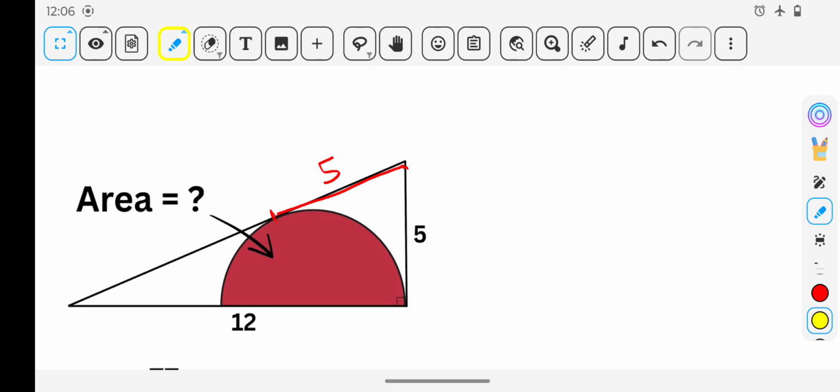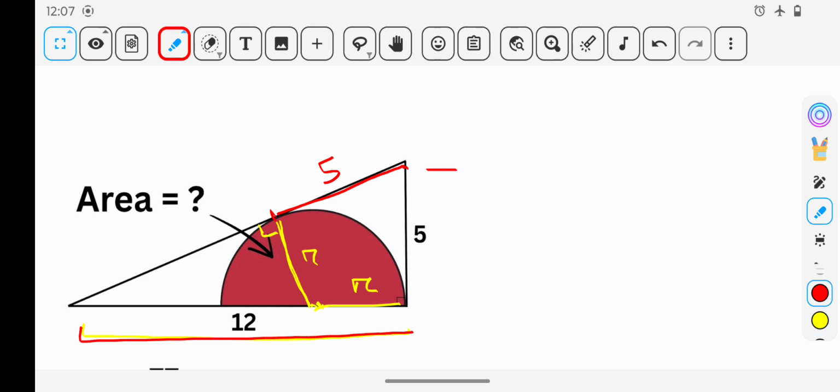So let's draw a radius. Imagine this is the center of the circle here, the yellow point, and we draw a radius here. Easy. So this will be a right angle and this is the radius. So this is R and this is also R, the radius. Now let's focus on the Pythagoras theorem. So this is the base 12, this is 5, and this is 5. Suppose this is x, so the total length is 5 plus x, the hypotenuse.